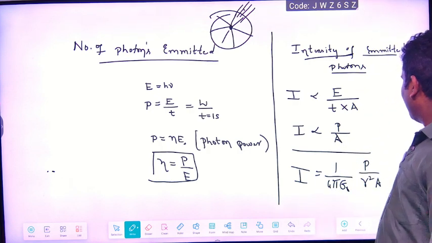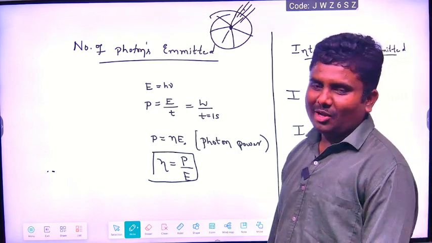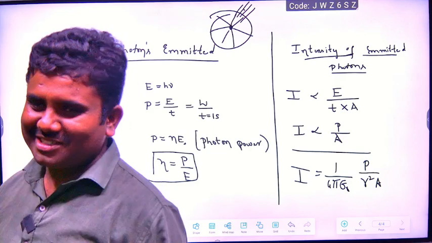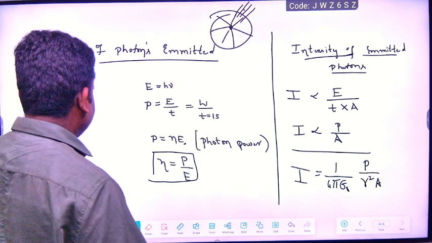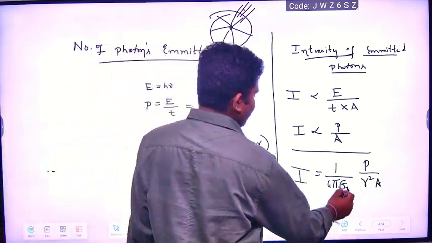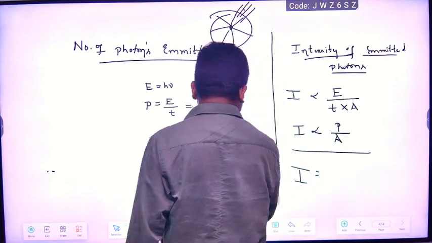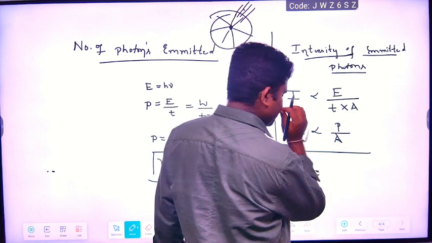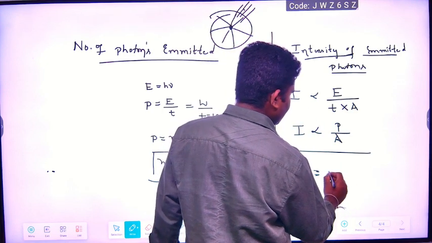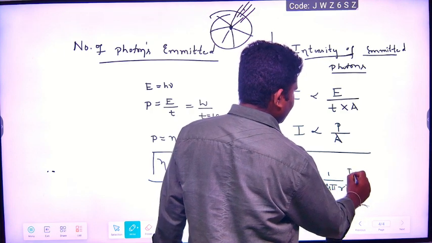This R square you keep, 1 by 4 pi epsilon naught R square P by A, okay. Why will 1 by 4 pi epsilon naught come? Sorry, wait, not 1 by 4 pi epsilon naught, why will epsilon naught come? Intensity is 1 by 4 pi R square P by A.